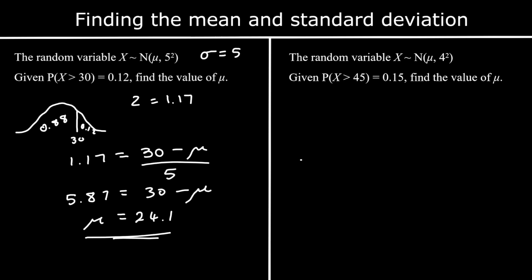One for you to try. See if you can give this one a go. So we know standard deviation is 4. The probability x is greater than 45 is 0.15. So the probability of being less than 45 must be 0.85. We're going to use the standard normal to find z.